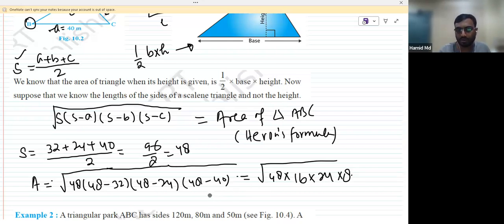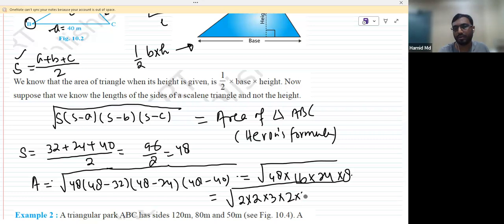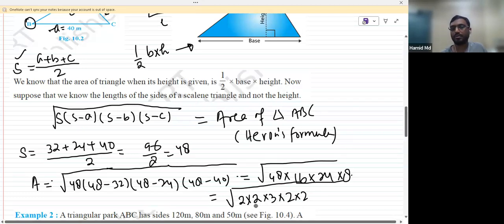I hope that you have calculated the square root in the proper way. How have you solved this? I multiplied 8 into 16 into 24. Is that equal to 48 or not? We have to divide it. We have to multiply all, right?